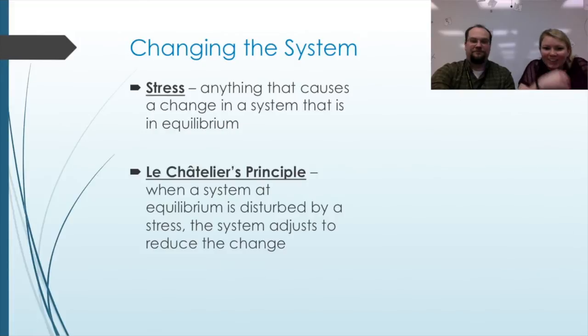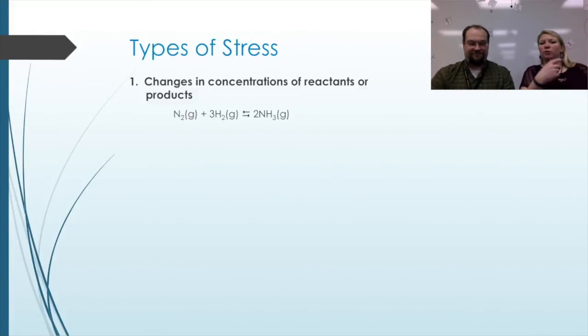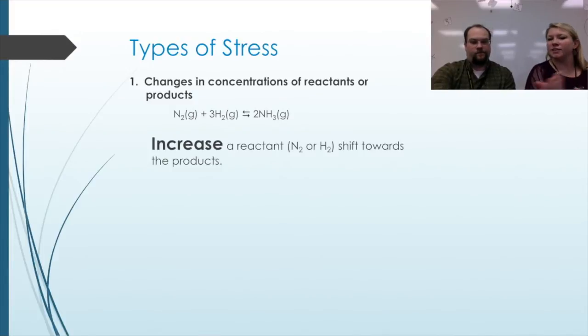So, the types of stresses we're going to go through. The first one is concentration. I can increase the concentration of the reactants, or I can increase the concentration of the products. If I increase the reactant, I'm going to shift towards the product direction. That makes sense: if I add more stuff to react, it will make more products.